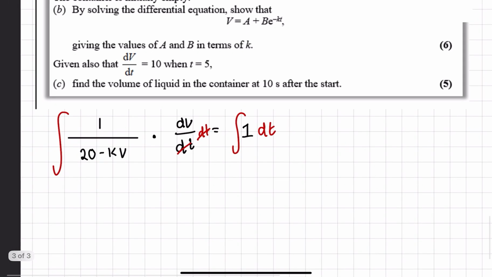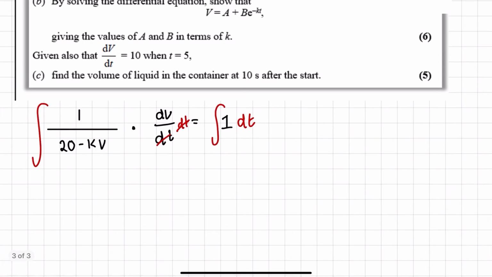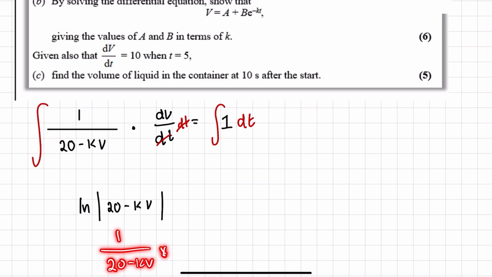So what I'm going to get here is the natural log of 20 minus kV. When I integrate, I would get 1 over 20 minus kV multiplied by negative k, which I don't want. So to counteract that, I need to add on a minus 1 over k on the front of it, and they will cancel out. Great. And that's going to equal the integral of 1, which is t plus c.